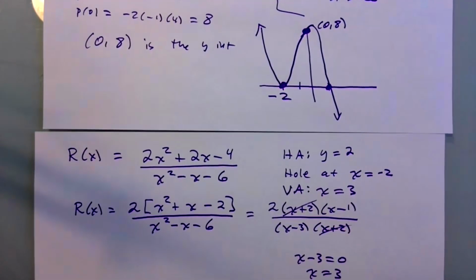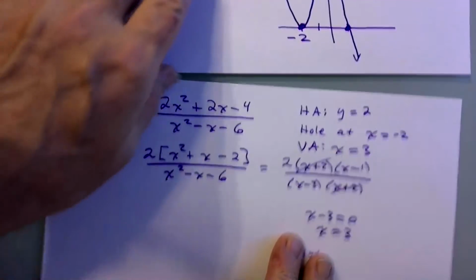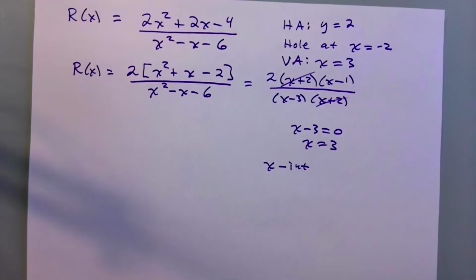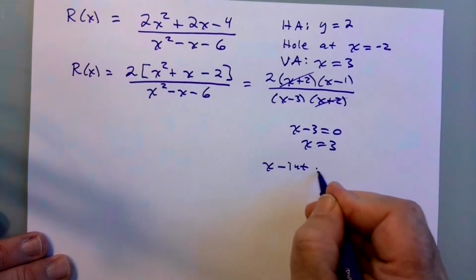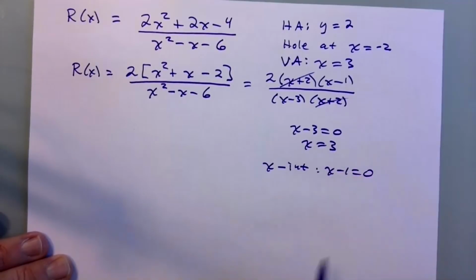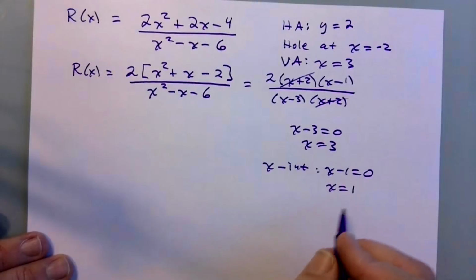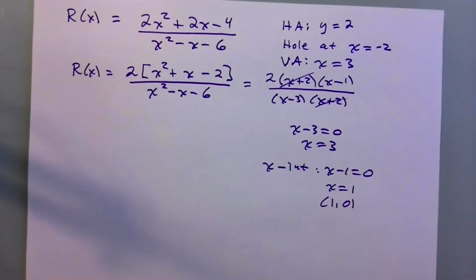And how about an x-intercept for this problem? Well, when do we get 0 here? 2 is never 0, but when is x minus 1 equal to 0? X minus 1 is equal to 0 when x equals 1. So my x-intercept will be at 1, 0.